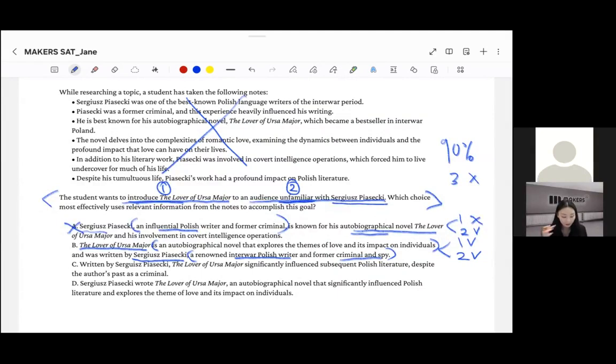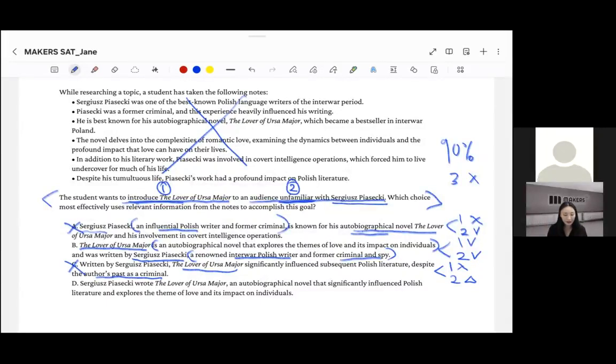Let's take a look at C, though. Written by Sergiusz Piasecki, The Lover of Ursa Major significantly influenced subsequent Polish literature, despite the author's past as a criminal. For point 1, this doesn't introduce the book. It's just mentioning it. There's no introduction to what this book is. And for point 2, it is mentioning his criminal past, but unlike B, where he is introduced as a renowned interwar Polish writer, it's only addressing his criminal past. So I would give this a triangle, which would be not as sufficient as B. So ultimately, I would cross this out.